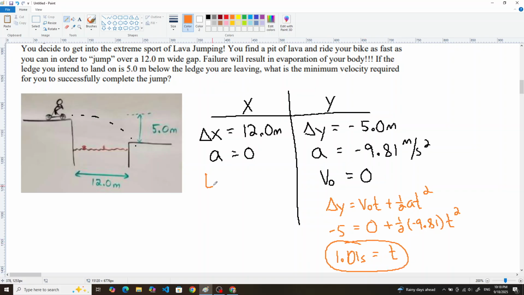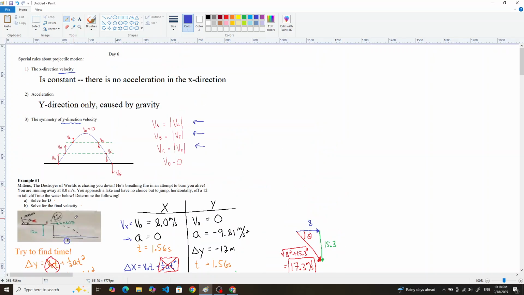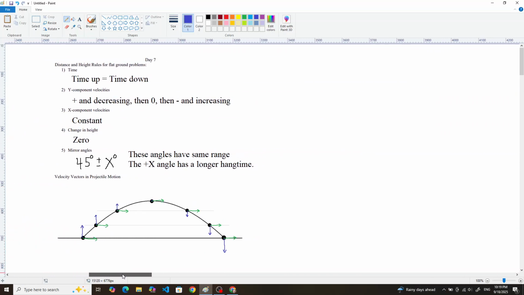And now I can take that and apply it to the x direction. Time gets to cross into the x dimension. As I discussed before, the only thing in the x that works is delta x is v naught t. And so that's exactly what I'm going to do here. 12 is v naught times 1.01. So we solve v naught, 12 over 1.01 gives me 11.9 meters per second. So that handles day 6. I'm going to go to day 7 now.